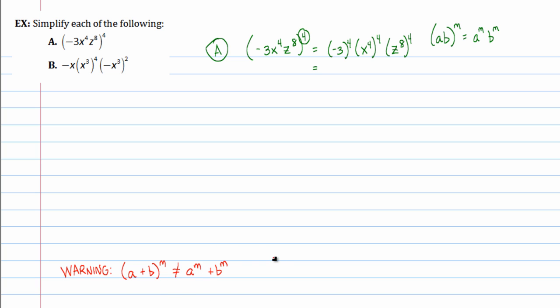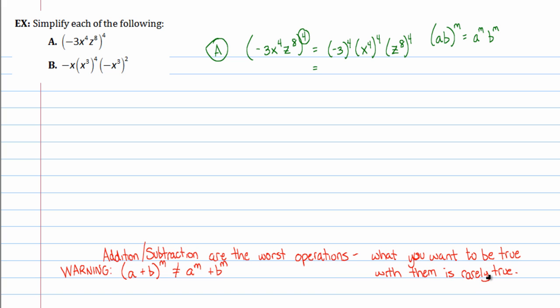I will often say in my courses that addition and subtraction are the worst operations. They're the easiest for us to perform. And because they're so easy and they're the first ones we learn, people often get lulled into thinking they can do anything with addition and subtraction. But it turns out they're the worst operations. What you want to be true with them is rarely true.